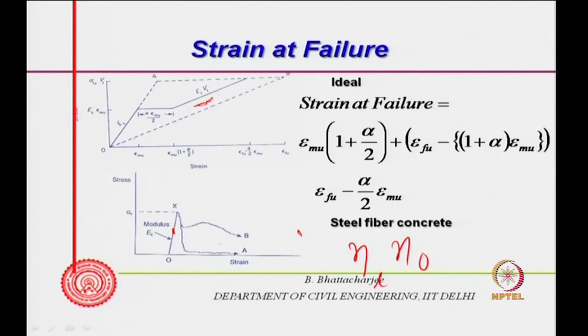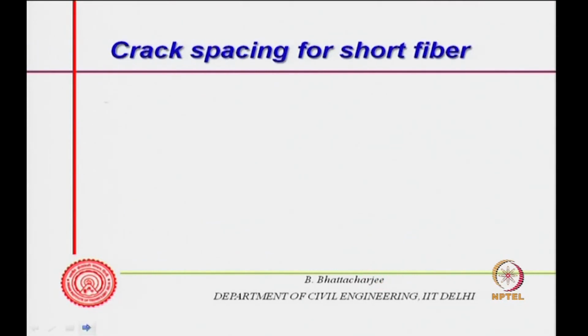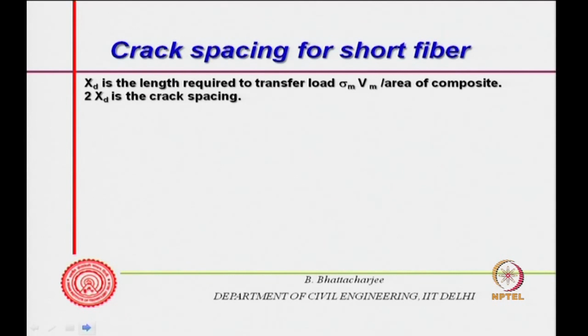Depending upon that situation, real fiber behaves in this manner, but then they are short random fibers. So, therefore, we can look into cracking for short fiber. Let us say x d is the length required to transfer load sigma m V m per unit area of composite to the fiber, right. So, 2 x d is the crack spacing, that is what we have seen actually, but when you have short fiber, what will happen?